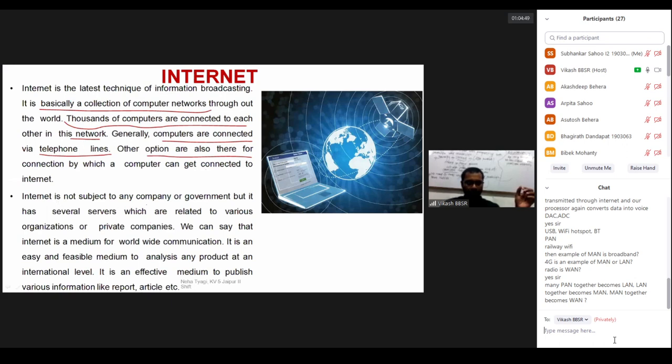Internet is not subject to any company or government, but it has several servers which are related to various organizations or private companies. You can say BSNL is the government, but other servers and other internet providers are also available. So it is an easy and feasible medium to analyze any product at an international level.